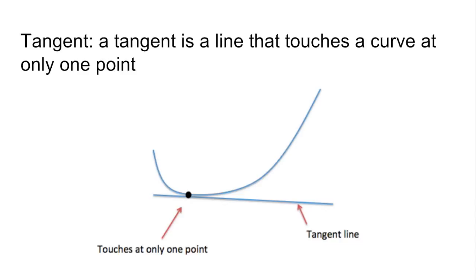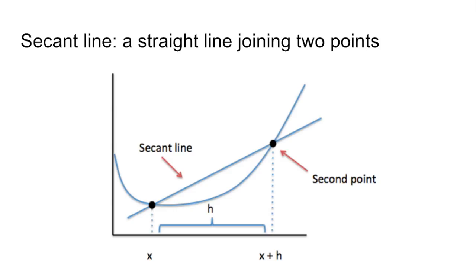But wait a minute. If the derivative is supposed to tell you the slope at each tangent line, how can we know the slope if we only have one point? In fact, we need 2 points to know the slope of a tangent line. If we want to know the slope of a specific tangent line at a specific point x, we can choose a second point on the curve and connect the 2 points with a line called the secant.